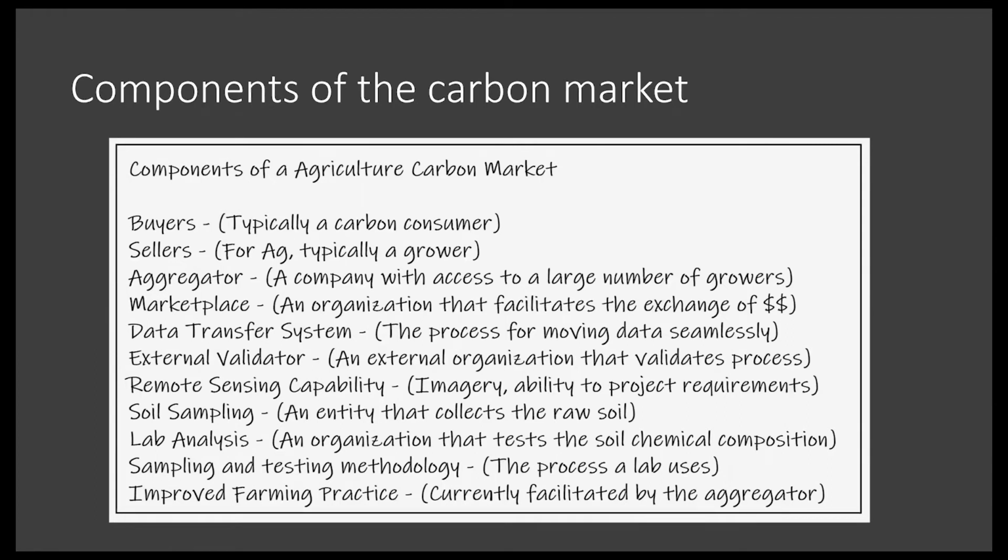You got to have some type of data transfer system. You got to have some type of external validation. Otherwise, people could, in theory, raise the values above what they may traditionally be. You need some type of remote sensing capability, be it imagery, some way to scale out the requirements across your operation. We firmly believe that there's some level of soil sampling that needs to accompany remote sensing to show us what that true value is in the soil that can then be extrapolated. And then right in line with that, you need a lab analysis and some testing methodologies.